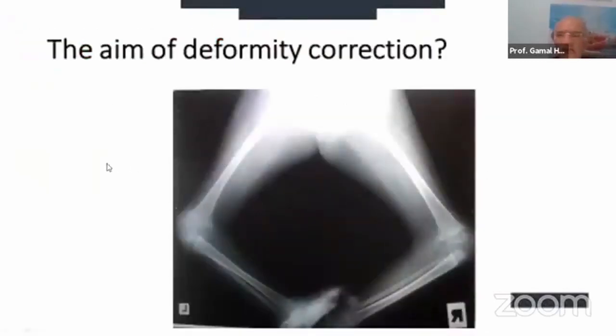What's the aim of the deformity correction? Again, look at the books and the literature. The aim of the deformity correction is to correct the mechanical axis. This is not true in my mind. It's more, you have to look at the depth of this subject.